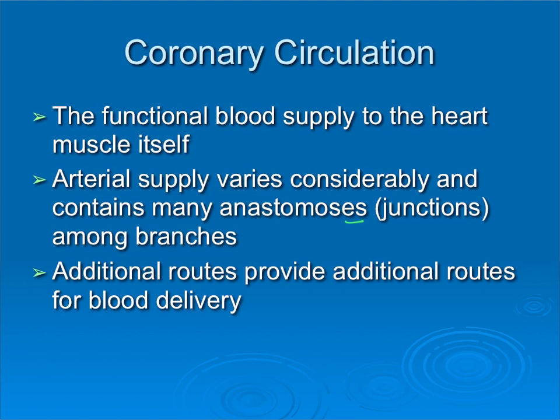Anastomoses is plural. Why do we have so many routes for blood to flow? We want to ensure that the myocardium is always receiving blood. If the heart muscle itself does not receive blood and therefore oxygen, it's not going to be able to continue to contract and therefore supply blood to the rest of the body.